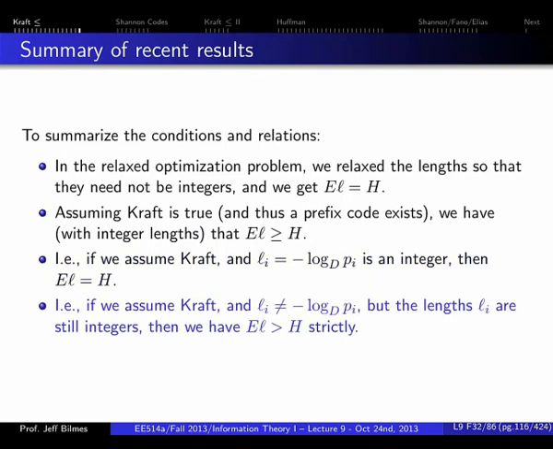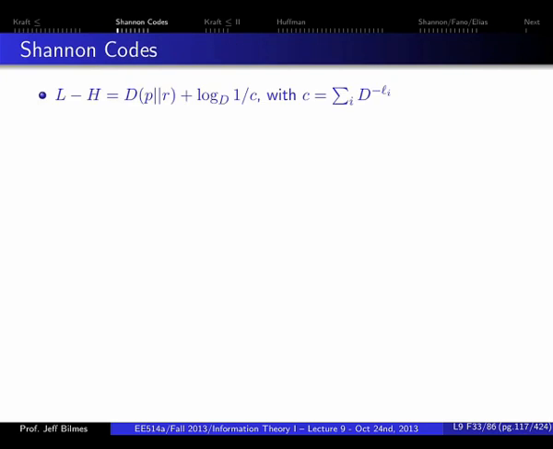And if we assume that Kraft is true and they're not D-adic, then again we have this inequality, but in fact we have it strictly. So when we don't have dyadic distributions, we can't achieve the entropy exactly for any finite block size. But we can get arbitrarily close, as we know, by increasing the block size. Now that point about block size hasn't come up yet in this specific context.